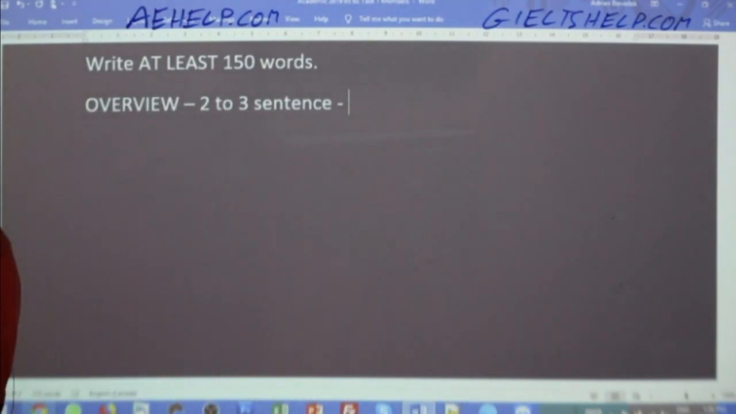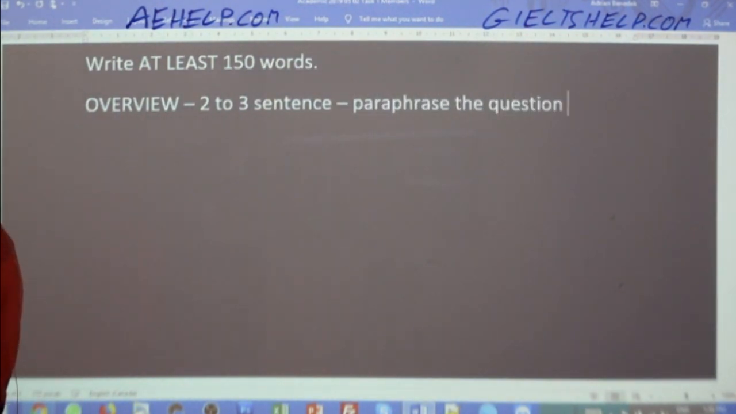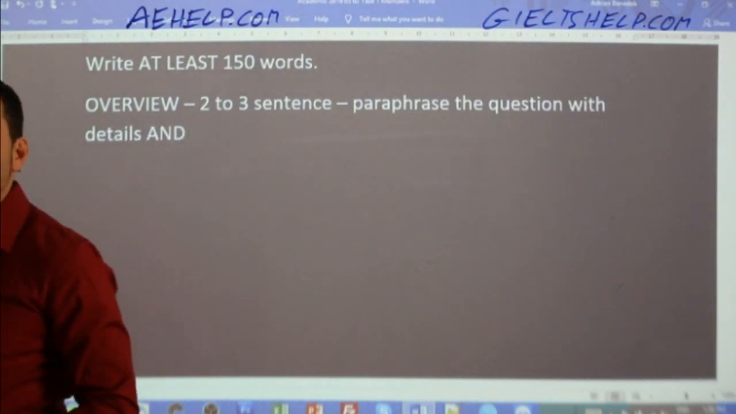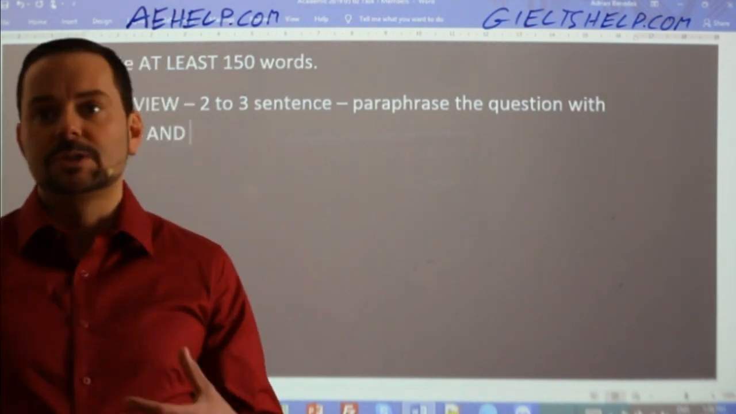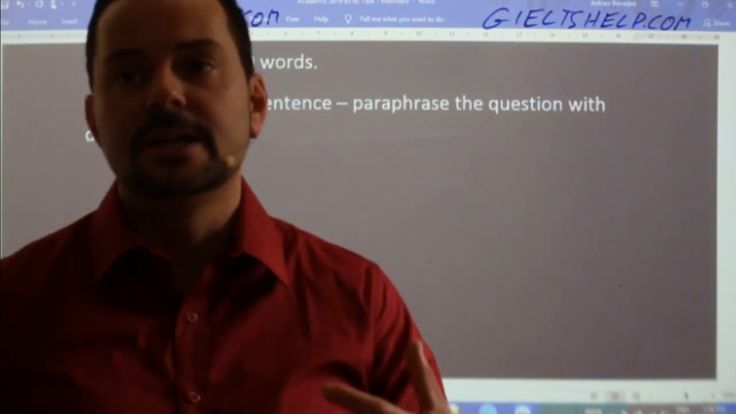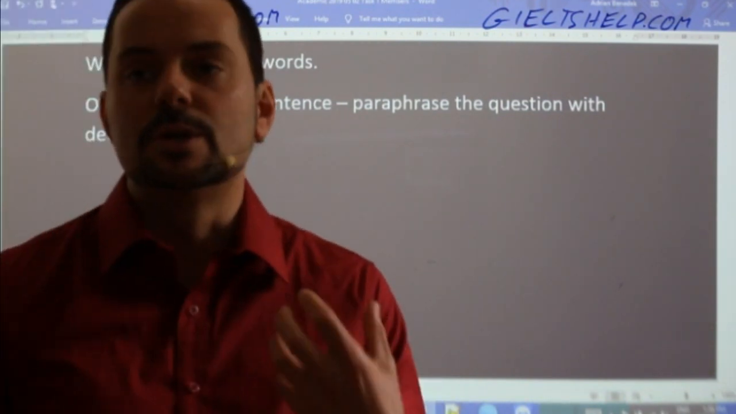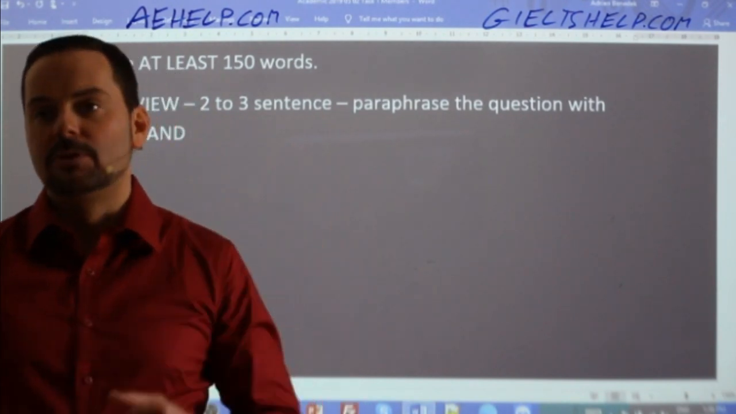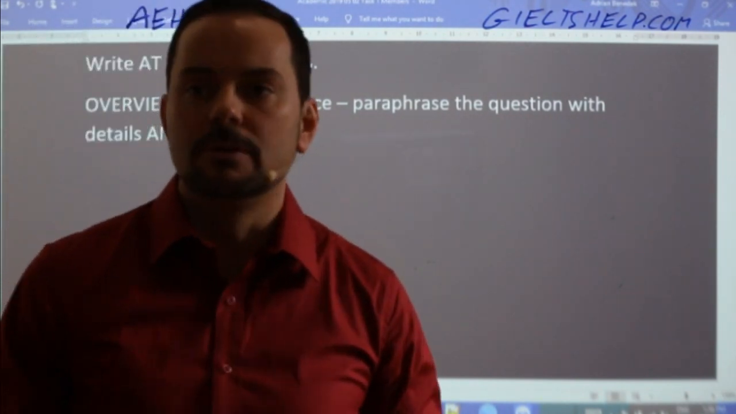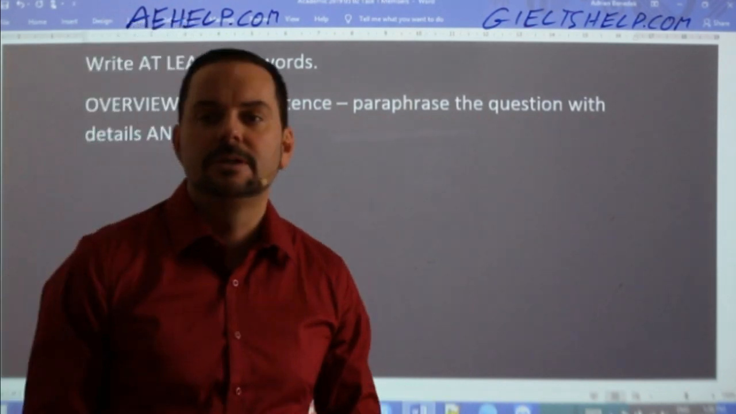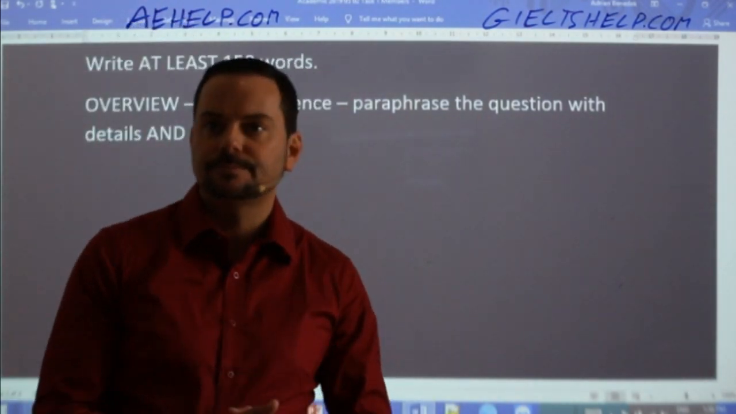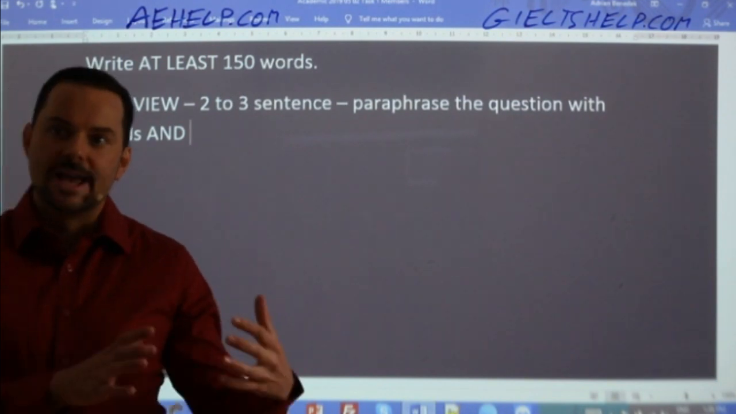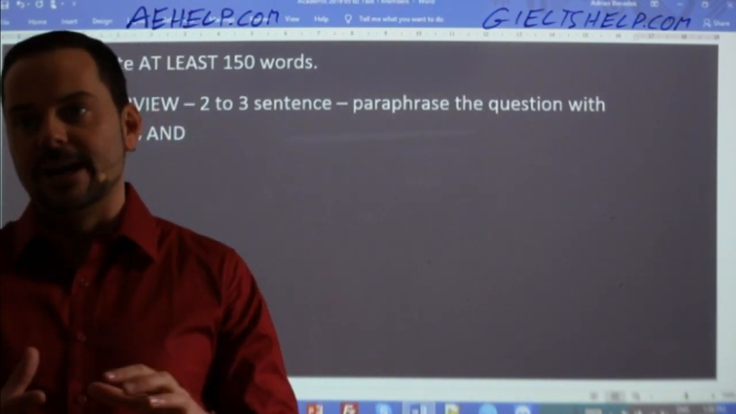So that's one part, right? So the overview is paraphrase the question with details. And what else does the overview have? It has one more element. What's the second element? So the first element is the paraphrase with the details. And what's the second element of the overview? To make sure that you have a really good high-level, clear overview of the graph, chart, diagram, flow chart, and so forth. So that's one half. You have one half of the overview. Now what's the other half?